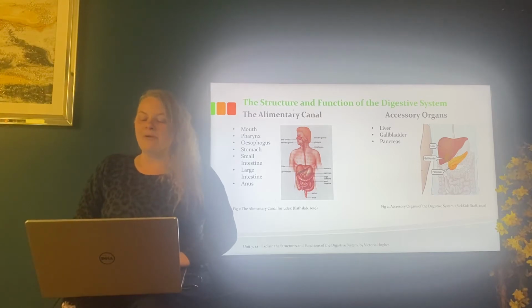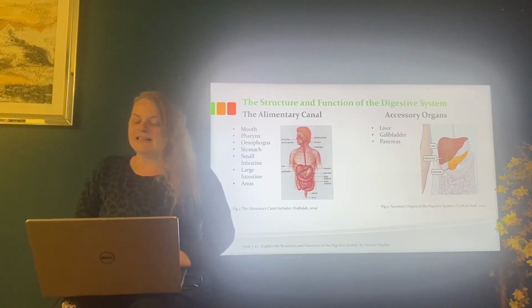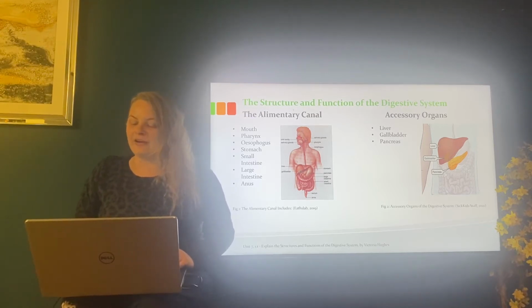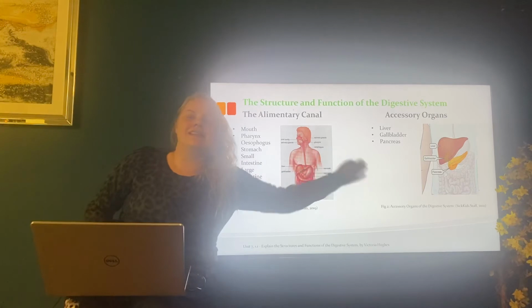The organs are the mouth, the pharynx, the esophagus, the stomach, the small intestine, the large intestine and the anus. There are vital organs that also play a role in the process of digestion, but are classed as accessory organs and not included within the alimentary canal. These are the liver, the pancreas and the gallbladder, pictured to the right hand side of the slide.